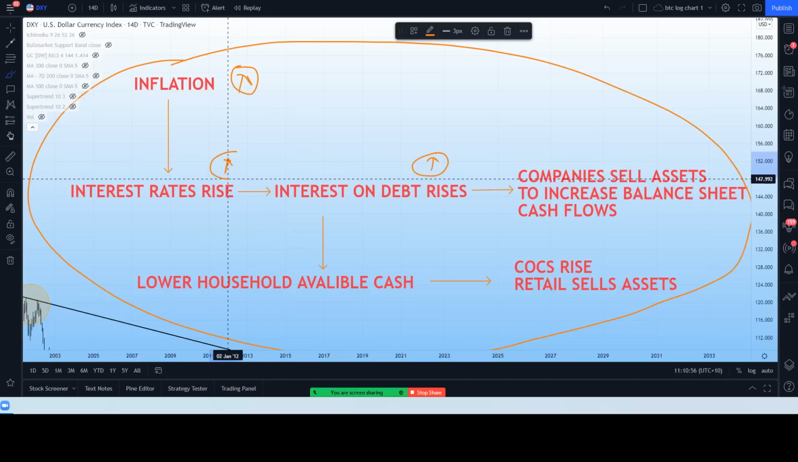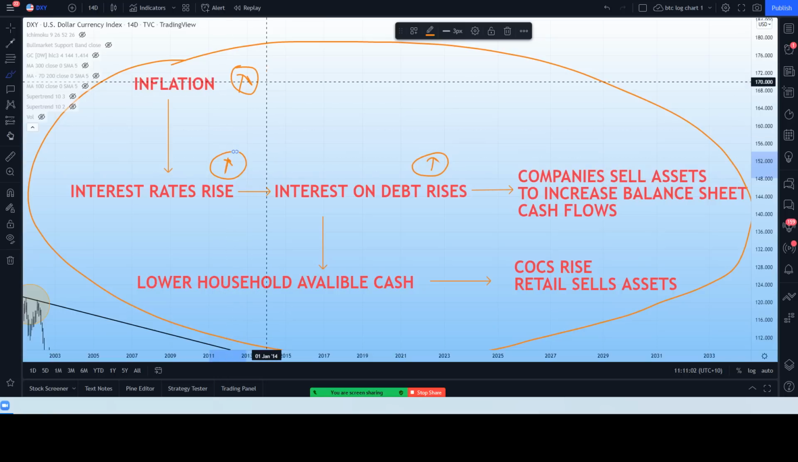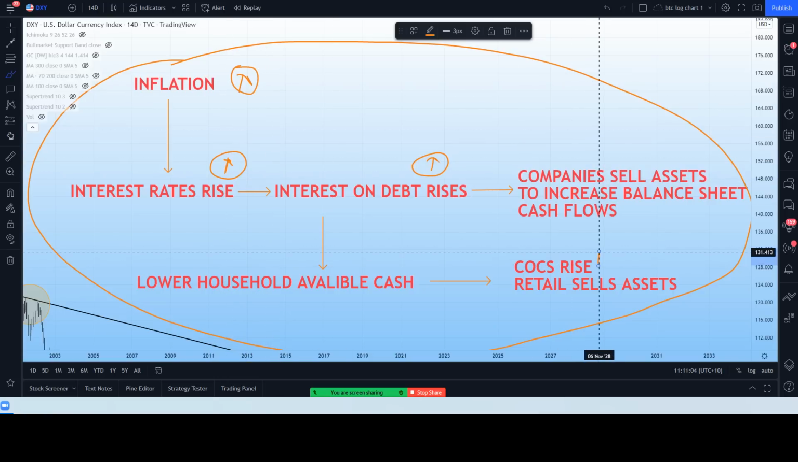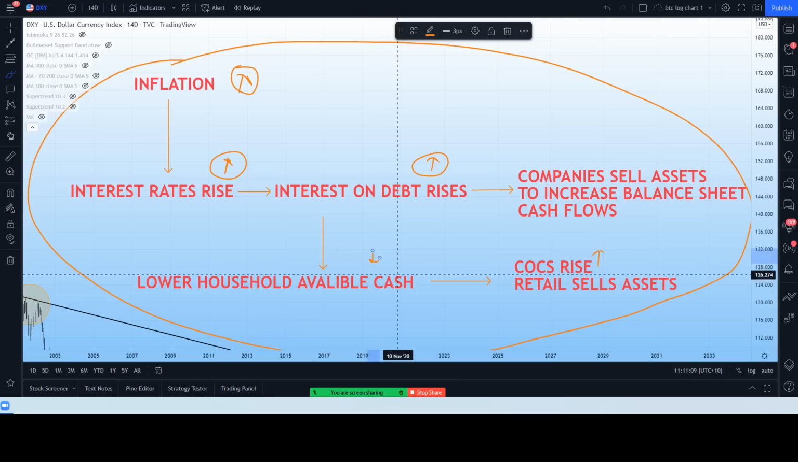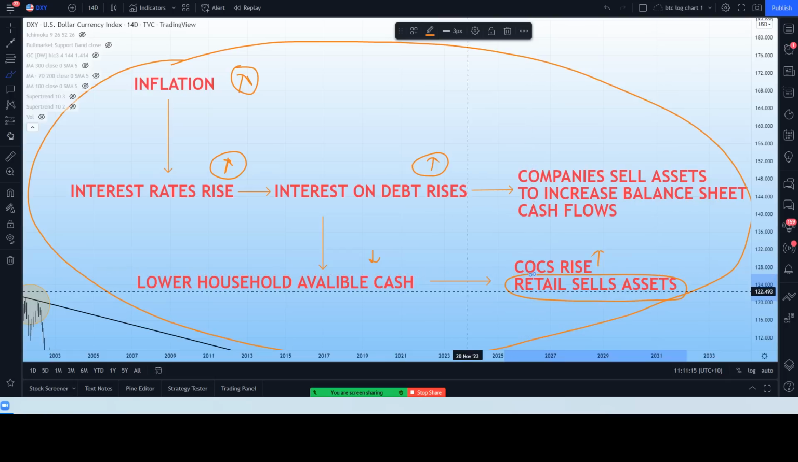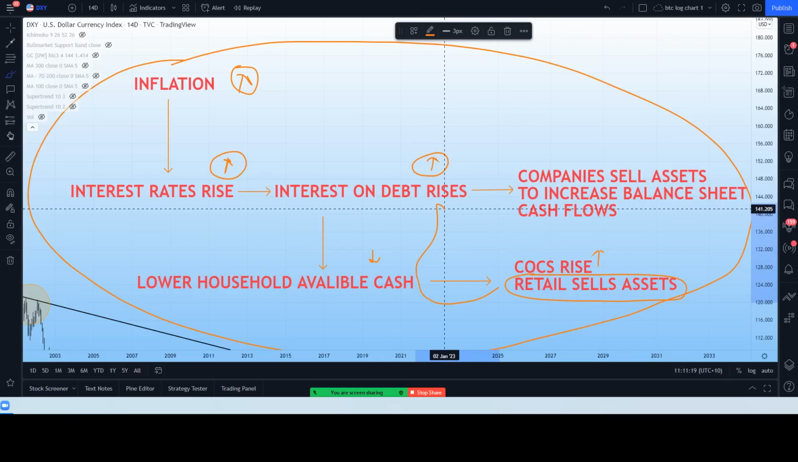So even with the recent strategic increases in interest rates, inflation hasn't decreased. It's still rising. So we still have costs of goods rising. We still have interest rates rising. We still have lower household available cash flow, and obviously cash decreasing. And this has led to a scenario where retailers have been selling off their assets to increase their cash flow, to send that money into their debt obligations.